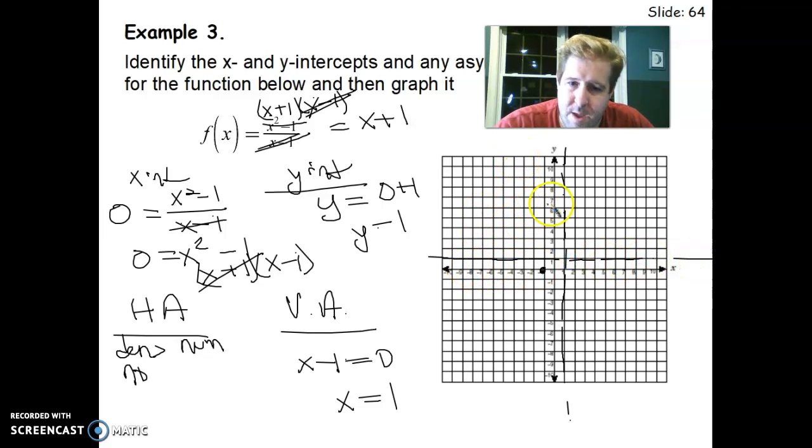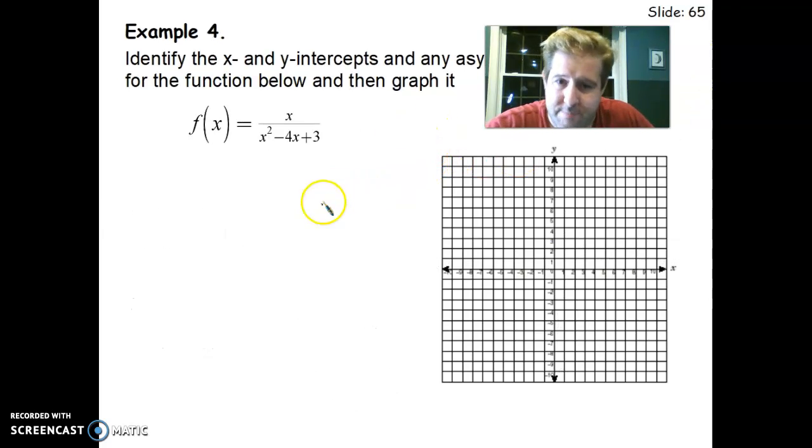Sorry, dotted line. And then clearly this one is going to go like this. And what I would do is test it and find out whether this side is going to be on top or bottom by putting in 2. 2 plus 1 makes 3, so 2 is going to have a height of 3, so clearly this graph is going to be above the dotted line on the right-hand side.